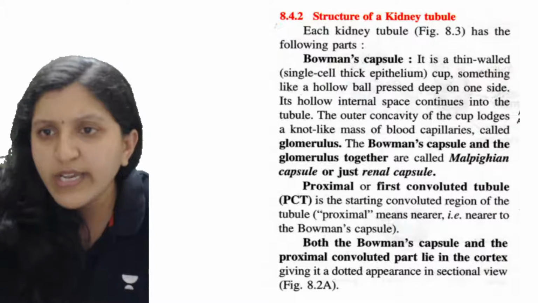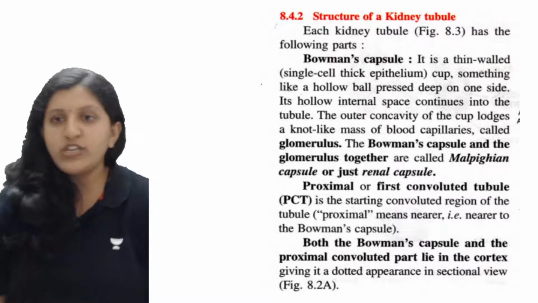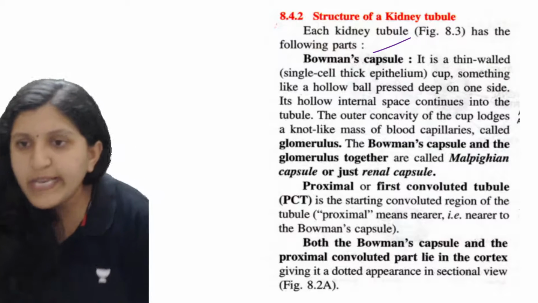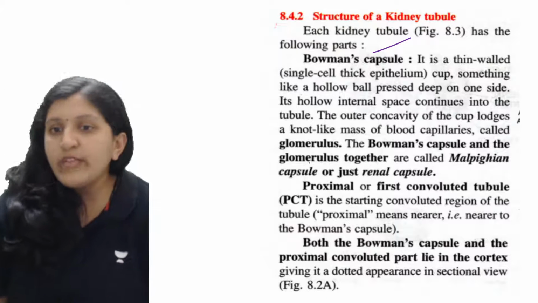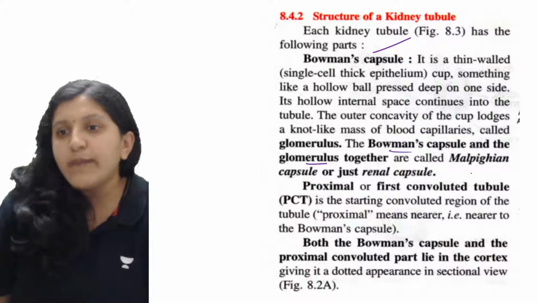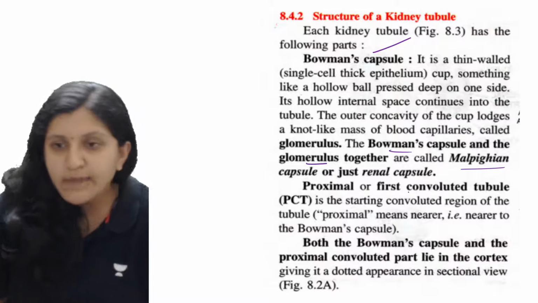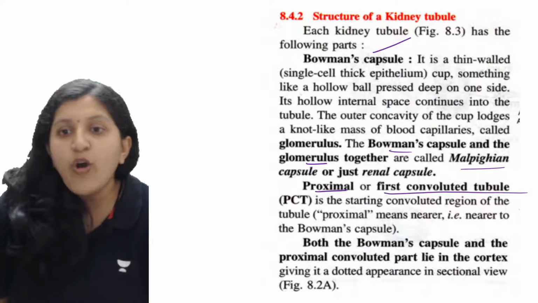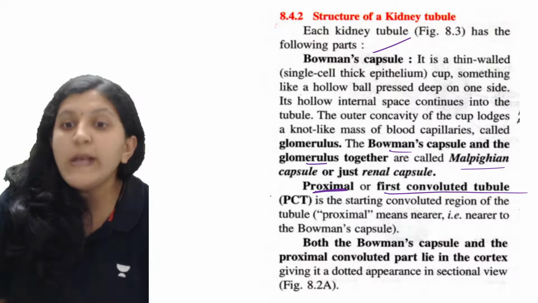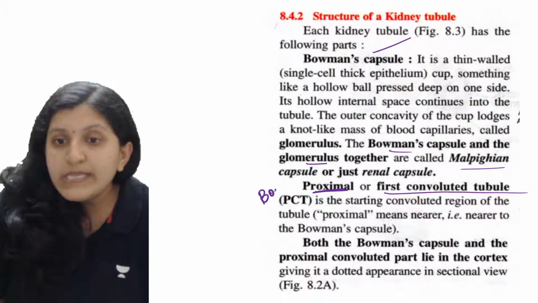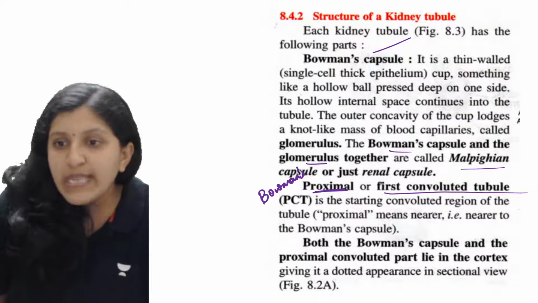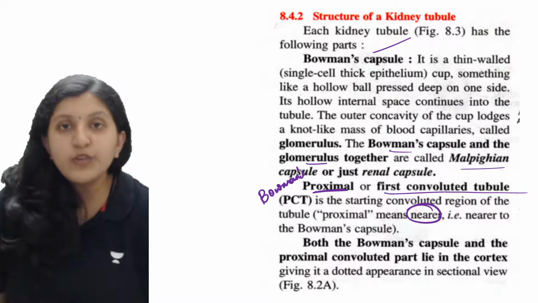So let me just check. Like I already mentioned, you can find a Bowman's capsule, which I already labeled there. Along with the glomerulus, the Bowman's capsule is called the Malpighian capsule. Then you can find the first convoluted tubule, the proximal convoluted tubule, keeping the Bowman's capsule as the reference point. It is named so because it is nearer. Nearer to what?